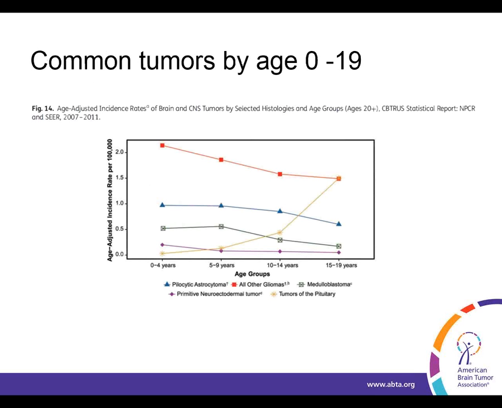In this slide, you can see that gliomas do still remain the highest type of tumor for pediatrics, but medulloblastoma, which is common in children, is the green line. And also pilocytic astrocytoma is still high in children as well.